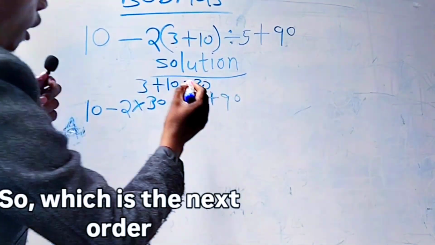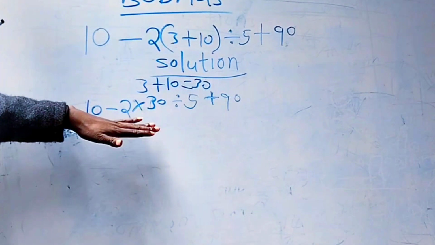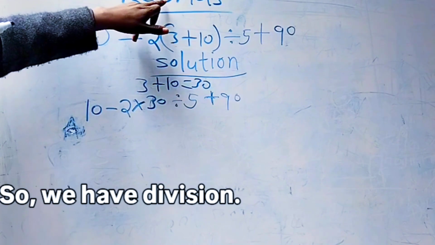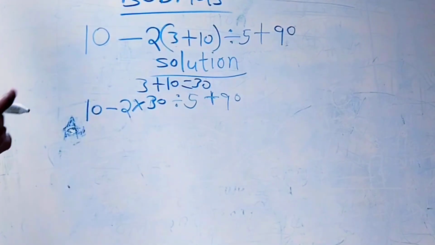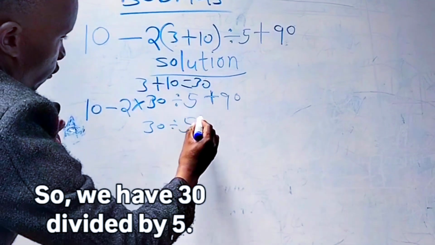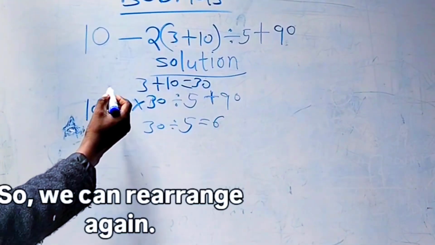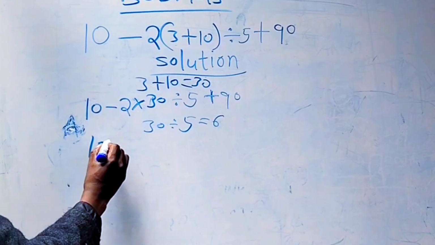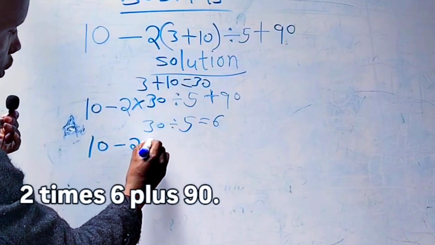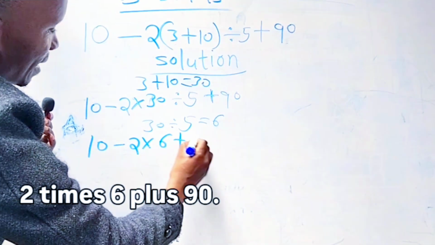So which is the next order of operation after brackets? Of. Do we have of? No, we don't have of. So we have division. Yes, there's division. So we have 30 divided by 5. What do we get? This is 6. So we can rearrange again. 10 minus 2 times 6 plus 90.